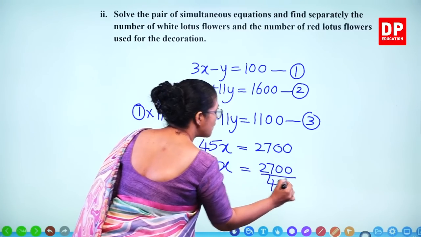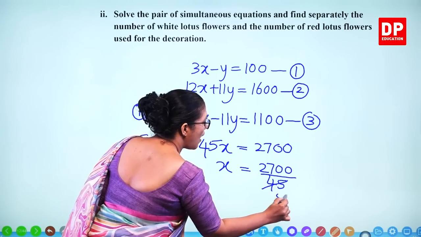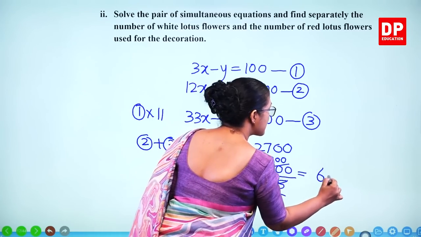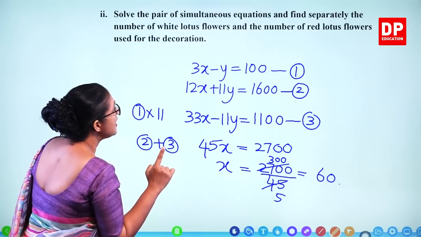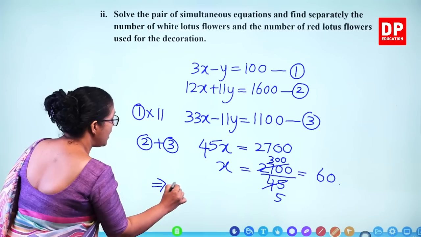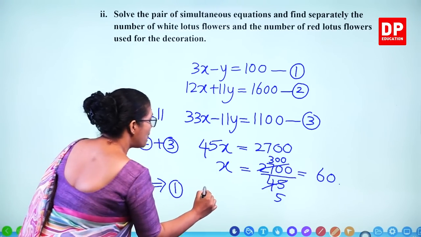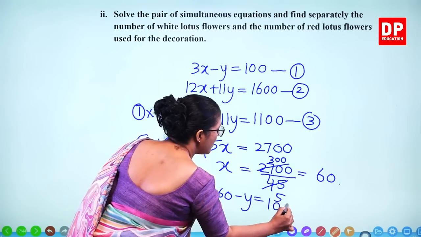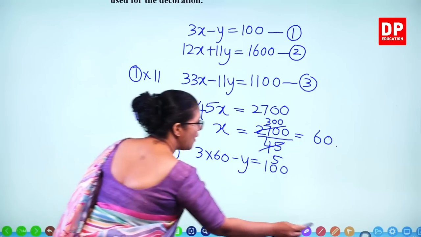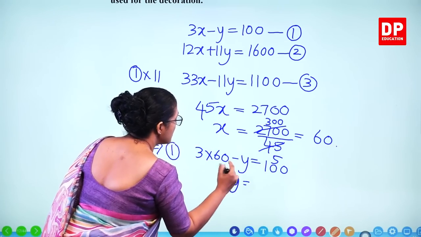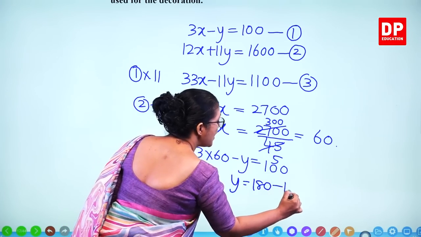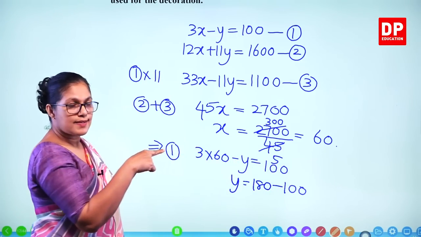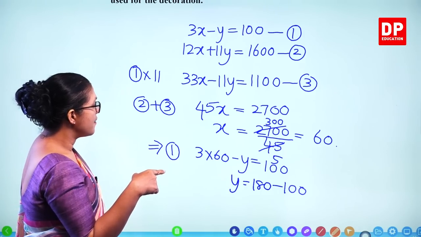2700 divided by 45. 9 times 5, 9 times 300. 300 divided by 5, that's 60. X is 60. Take any equation. I'll take the first one. 3x, 3 times 60 minus y equals 100. Now find the y value. Y you can take to this side and 100 to this side. So 3 into 60 minus 100, 180 minus 100.